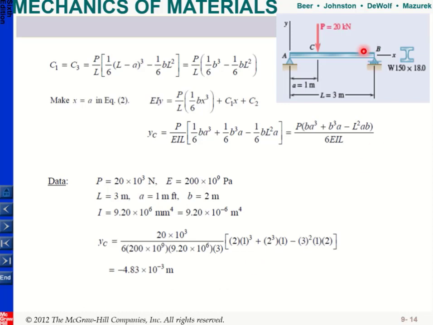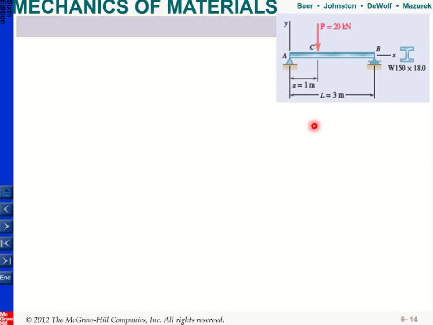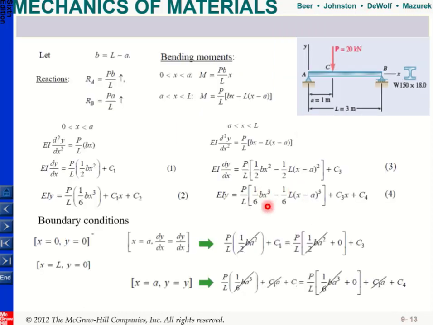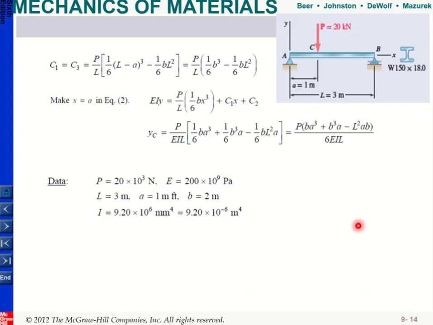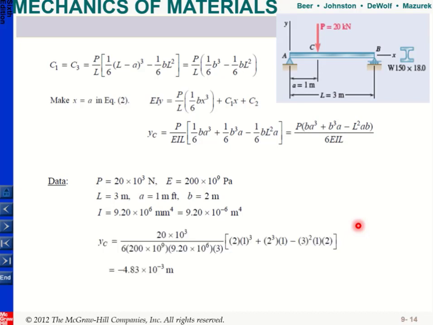Again, if you want, you can also use the second equation. All you need to do is plug in the numbers. Again, instead of x, you put x is equal to A. And C3 is equal to C1, and C4 is equal to 0. So this method works fine, but the problem is that now I need to divide into 2 sections, integrate them, and then use all these boundary conditions. So it's a little bit cumbersome.